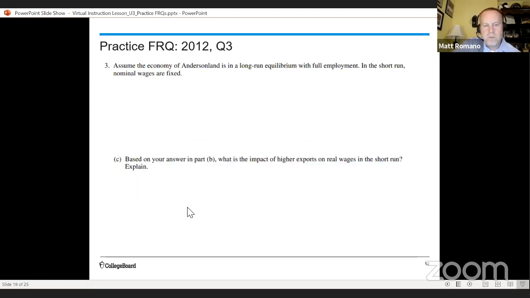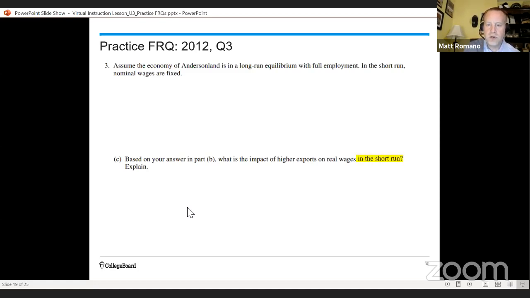Part C, based on your answer in part B, what is the impact of higher exports on real wages in the short run? Explain. All right, we have to be consistent with whatever was said in part B. The correct answer for part B showed an increase in aggregate demand, increase in price level, increase in output. How do I connect that to a change in real wages?